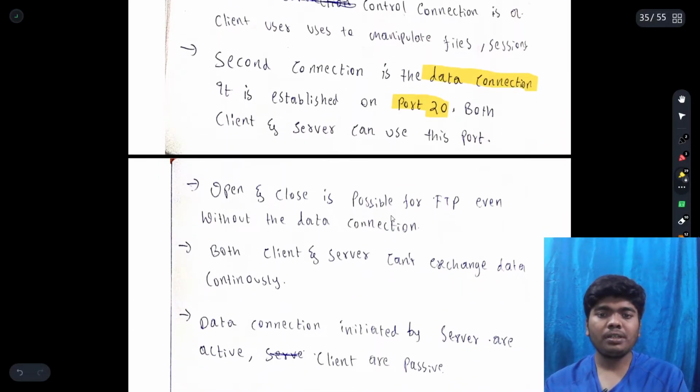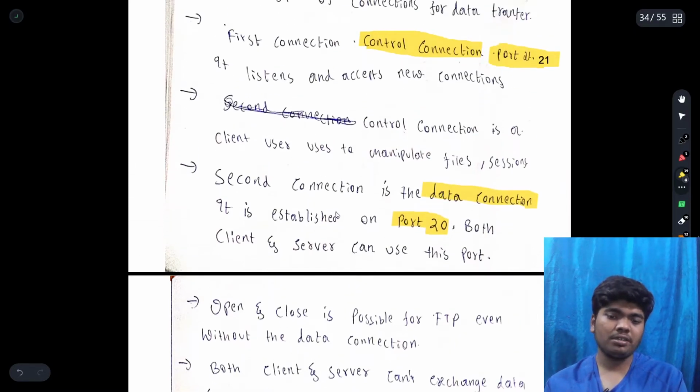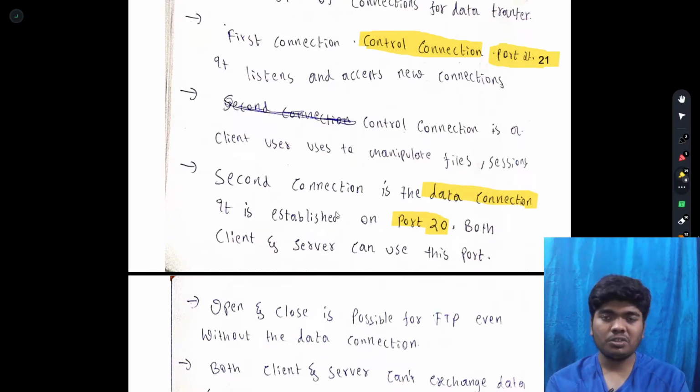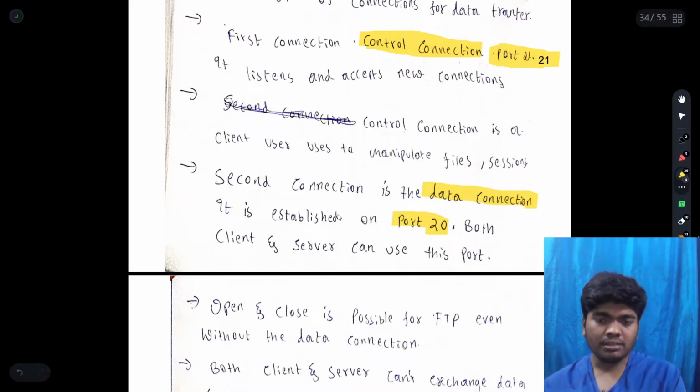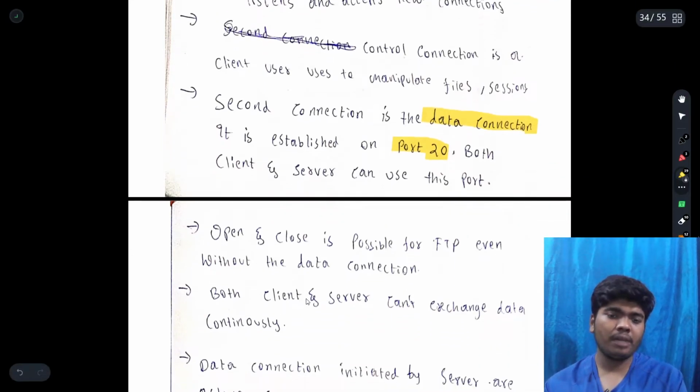Open and close is possible in FTP even without the data connection, because the file is already created, so there is no use of a data connection. The data connection is just for the purpose of referring to the data, whereas open and close is just the opening and closing of a file. That can be done even without the help of a data connection.